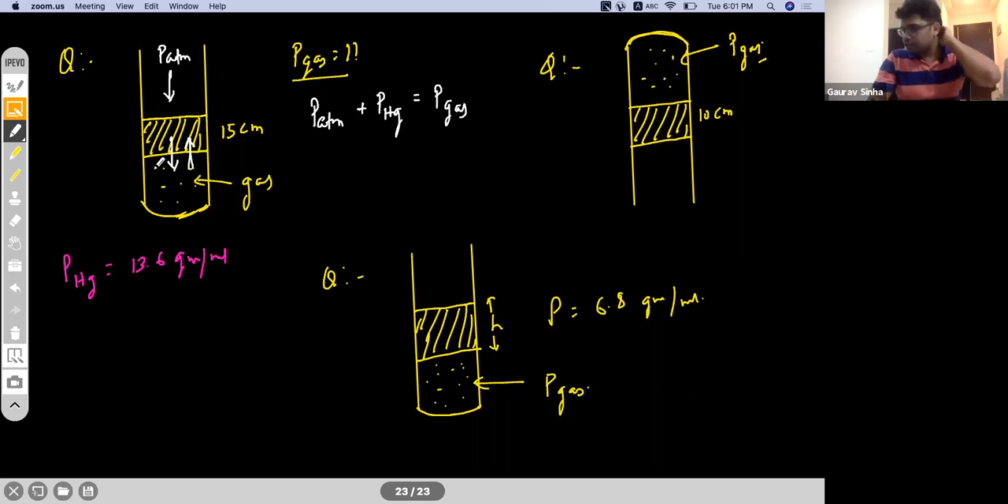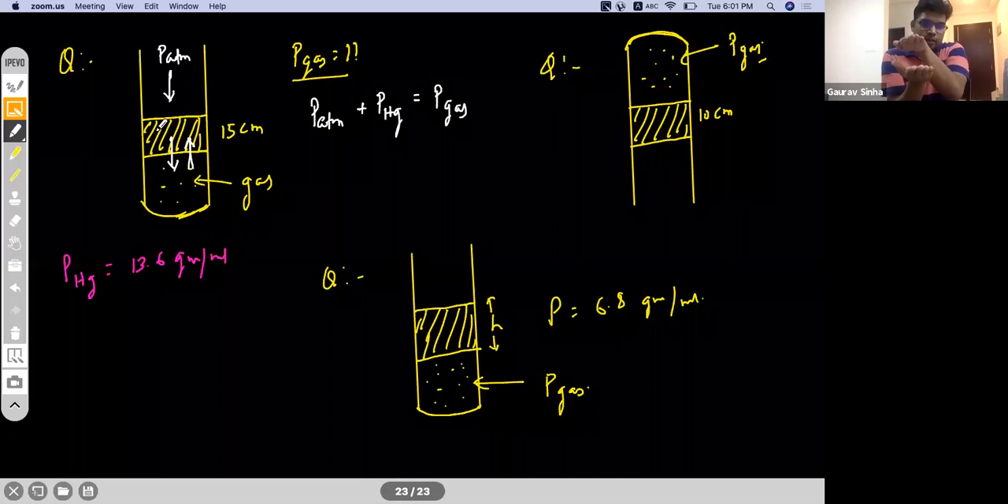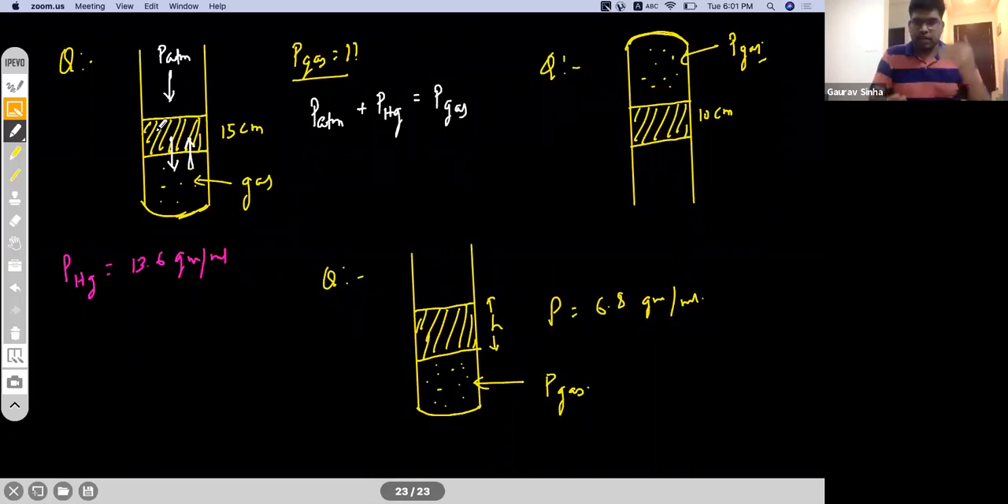What happens when this liquid column is trapped? Suppose the liquid column is here like this. It will stay there when this pressure and this pressure are equal. Obviously, the liquid column also contributes to the downward pressure. But when I say the liquid column is trapped somewhere in between, when will it be trapped?